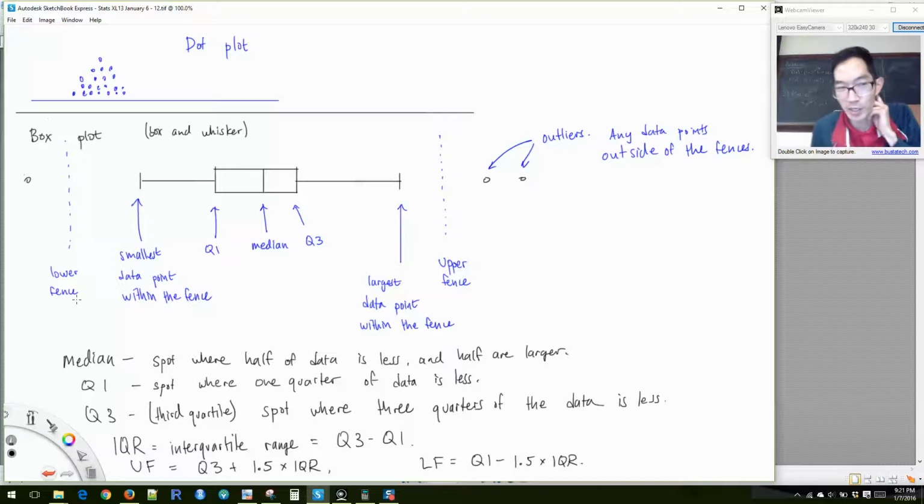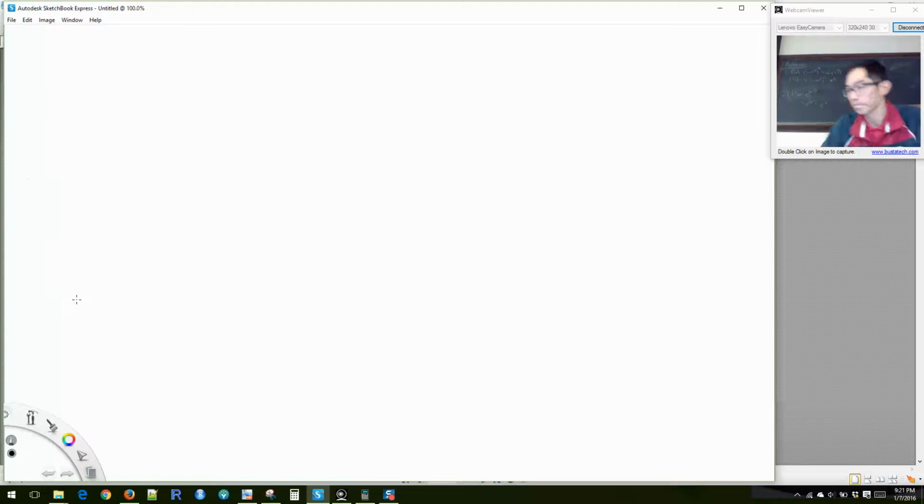So we'll try building a box plot with a set of data, and we'll see how we do. Okay, so here we are looking at radish growth data. And I'm going to arrange these in order from least to greatest.